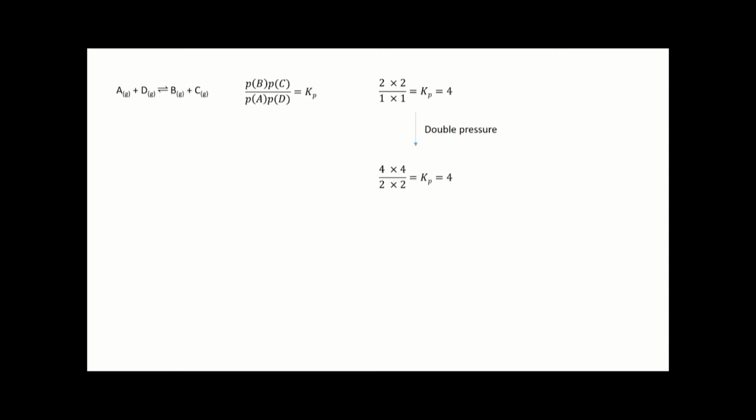So let's say we double the pressure. You can see that because we have the same number of gas particles on the top of the fraction as we do on the bottom of the fraction, they're not raised to any powers in this case, but even if they were, as long as the same number of gaseous moles is present on the top as the bottom, you will end up with the same value of Kp. So the equilibrium does not change.